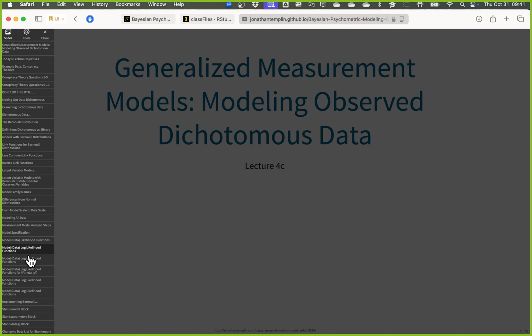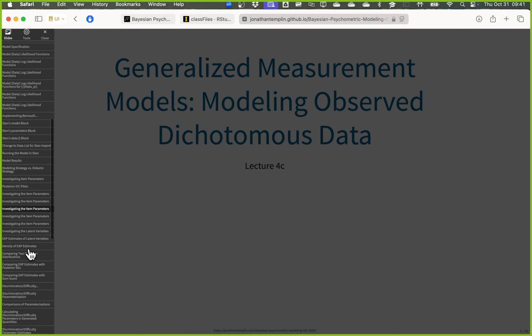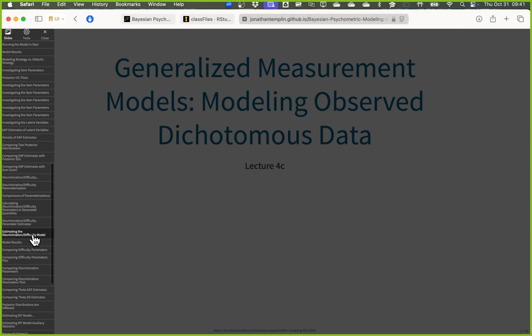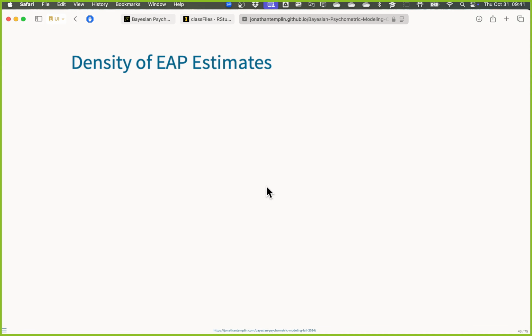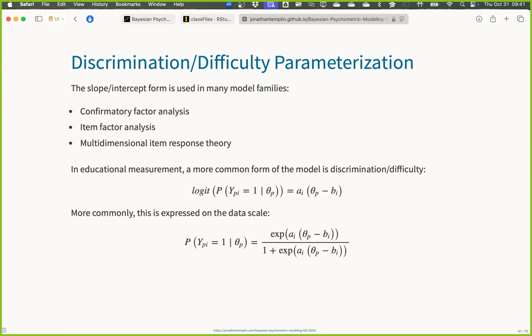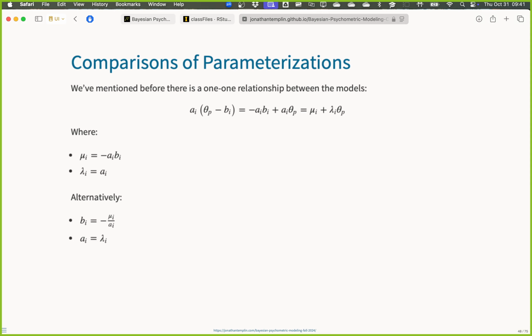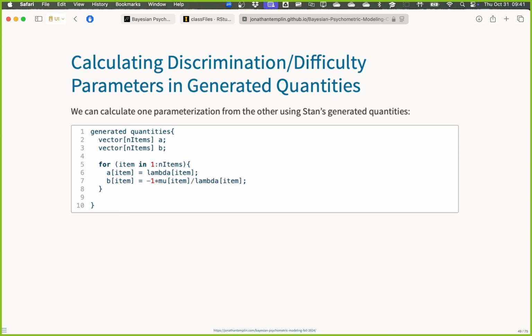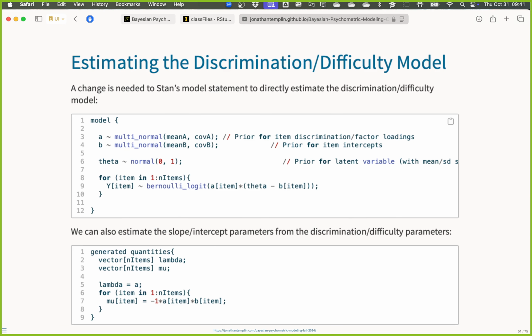I believe we left off talking about the discrimination difficulty parameterization. And I went through that pretty quickly. But let's just talk about that a little bit more. This is about right where we left off the last time. I think we did, maybe a little bit further. We talked about this, I know. I said you could build it into generated quantities as well.